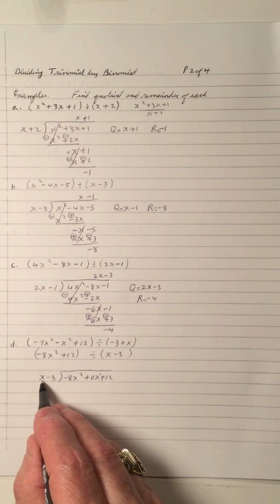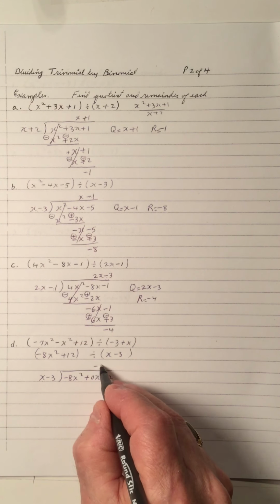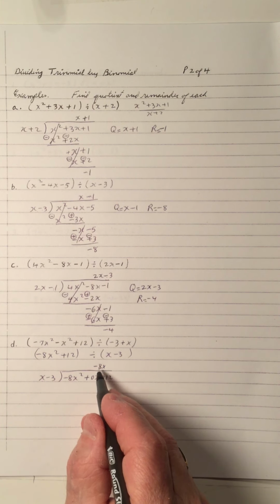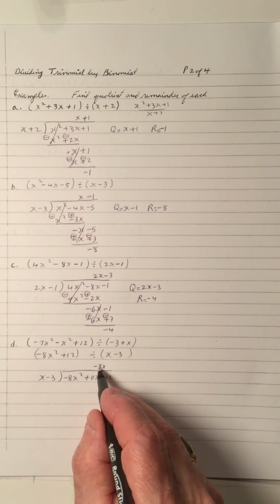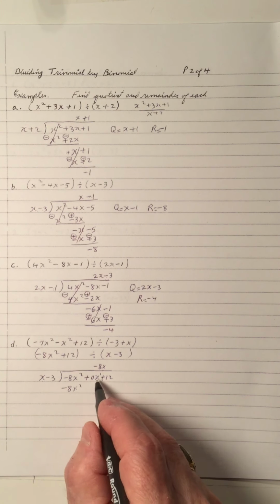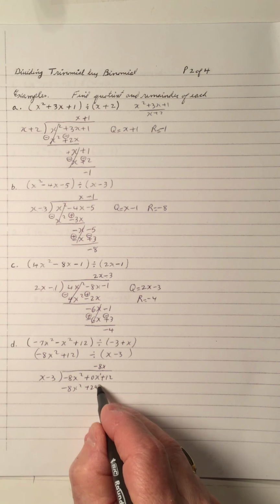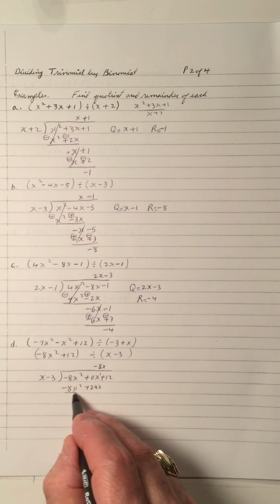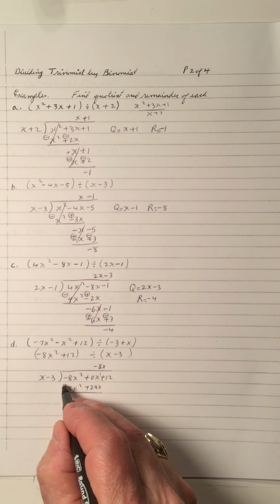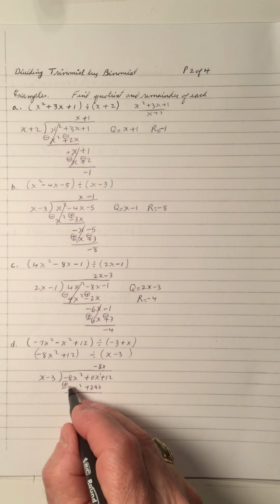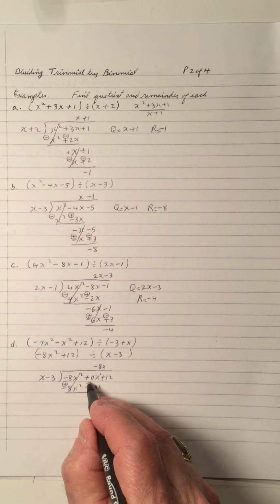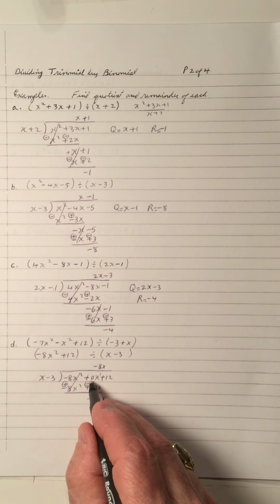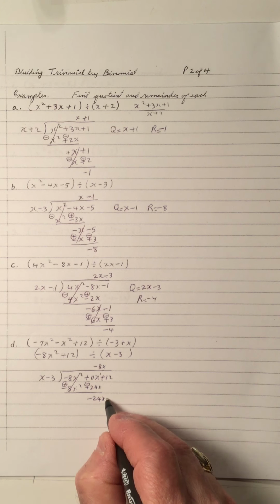Perfect. Divide. X into negative 8x squared is negative 8. Notice the x goes above the x. Multiply back. Negative 8x squared plus 24x. Negative 8x times x. Negative 8x times negative 3. Draw a line. Subtract. So that negative becomes a positive. So negative 8 plus 8 is 0. That positive becomes a negative, and I get a negative 24. Because that's a 0, 0 subtract 24 is negative 24. Bring down the 12.